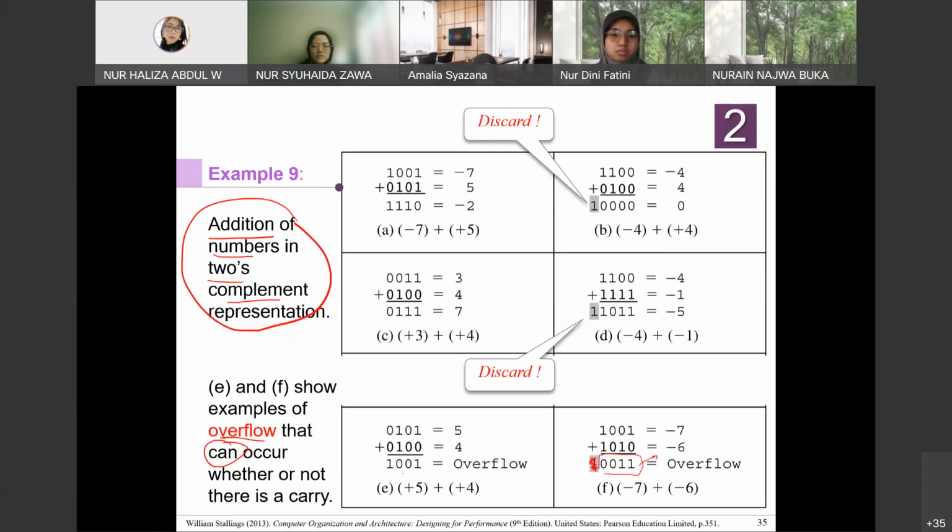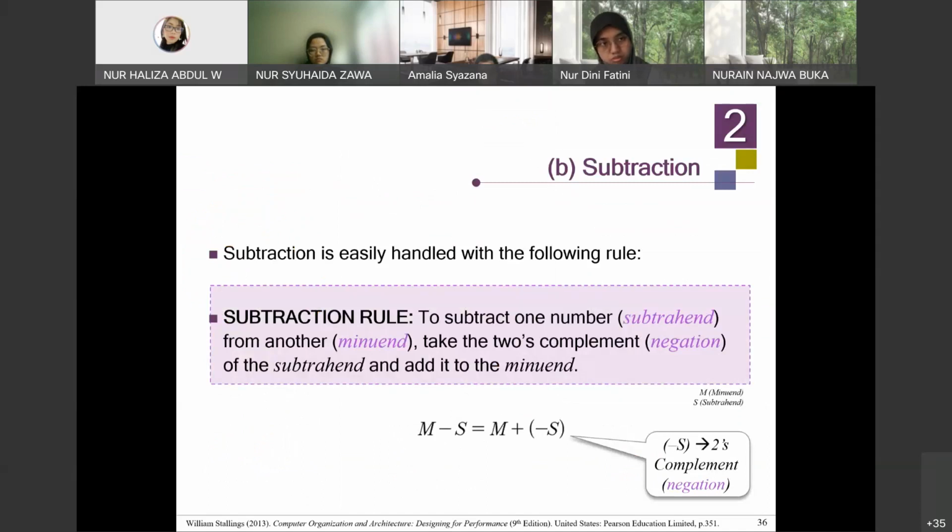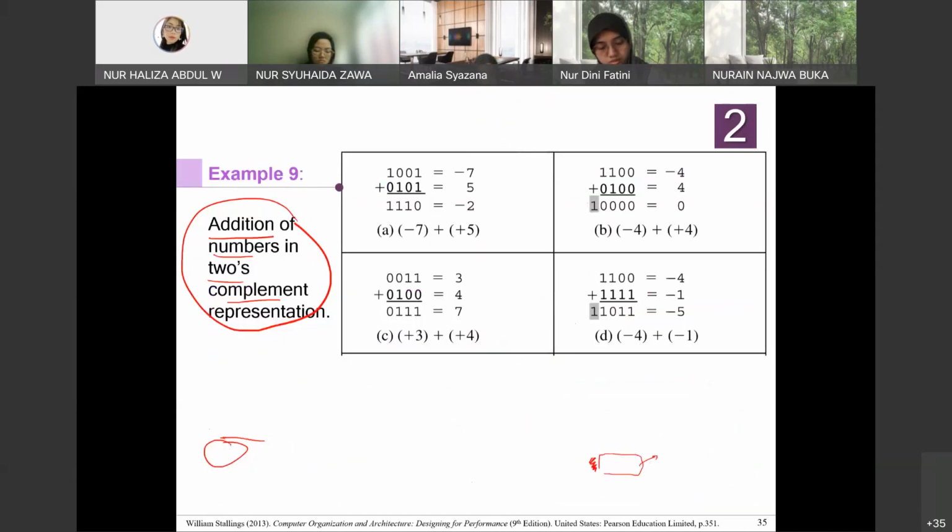Similarly, this one is negative. Supposedly you're not going to get a negative number. So this is overflow, or we call it an error, when we are adding two numbers using two's complement. So there will be this possibility in terms of additions.